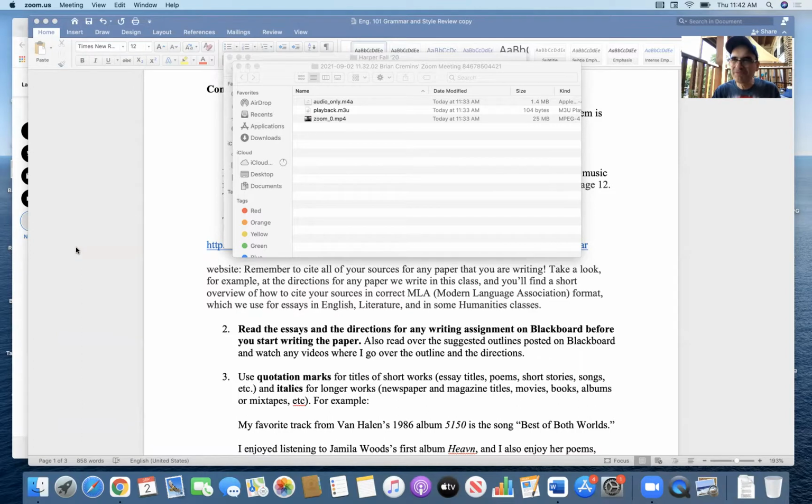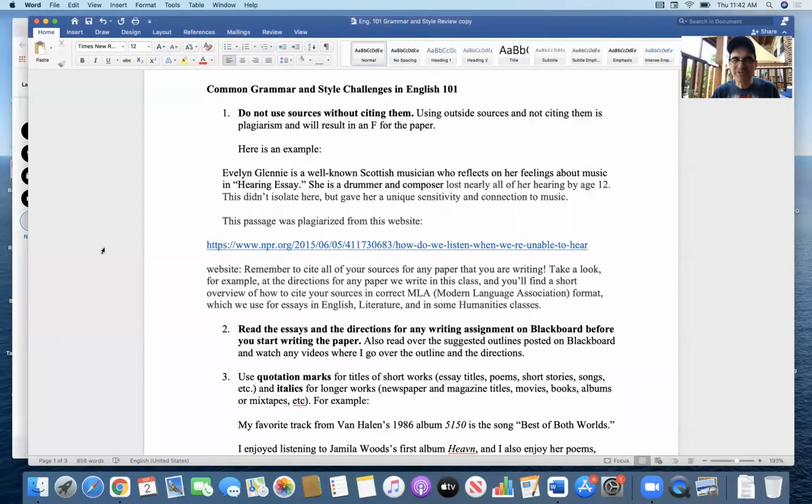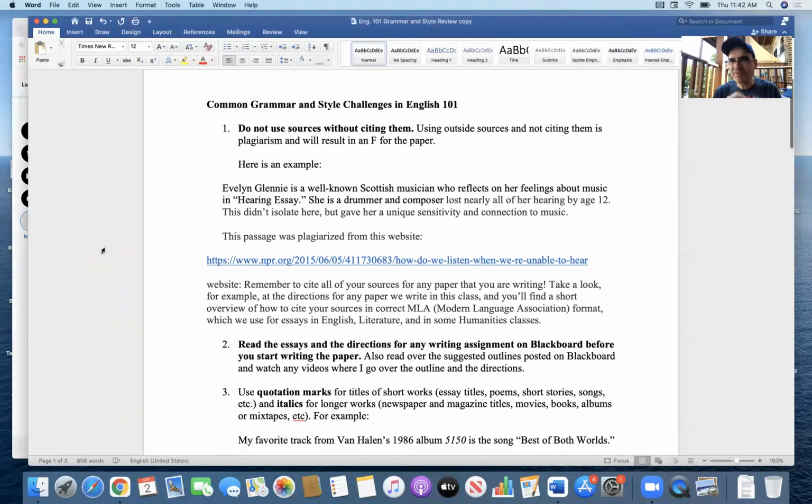So first things first, and hopefully you're seeing my screen now. This is a sheet that I put up in all my classes, with some modifications depending on which class it is. And this is just a checklist. A lot of you have asked me some good questions about things I'll be looking for as I read your first papers and grade them when they come in. And so this is a good basic overview.